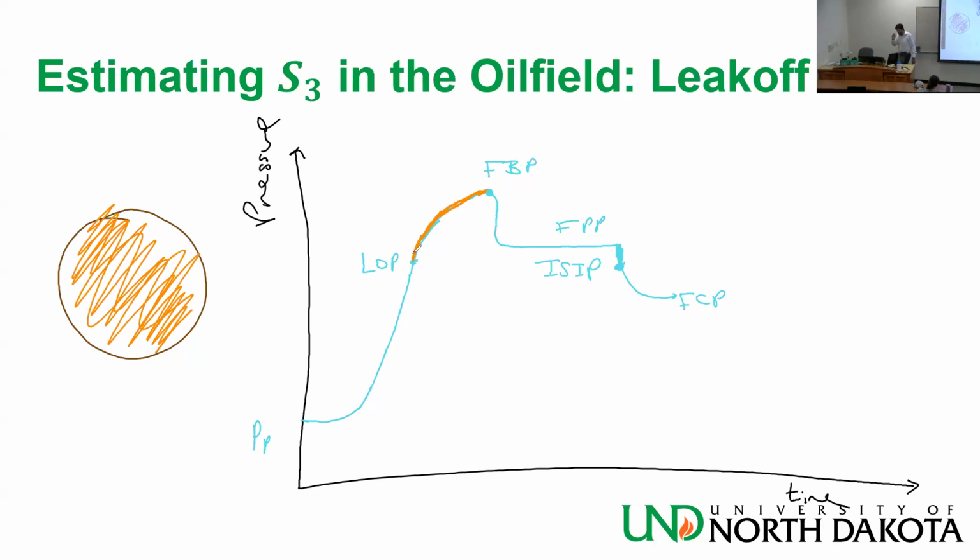Now, if I was good at my job, my leak-off test would look like this. I start here, going up, going up, going up. I get to leak-off. Now I notice leak-off. I go a little bit further, and then I stop pumping immediately. As soon as I stop pumping, I get this drop that is basically to the ISIP. And then I level off.